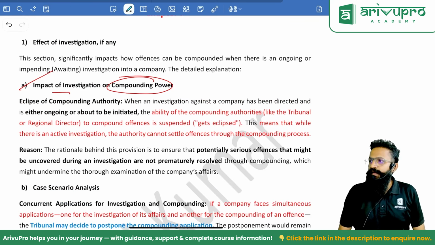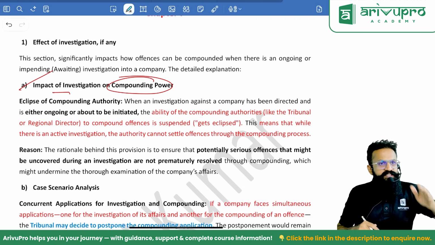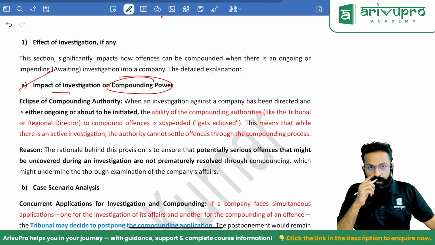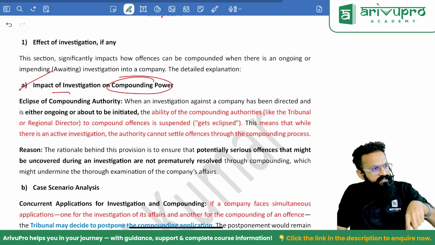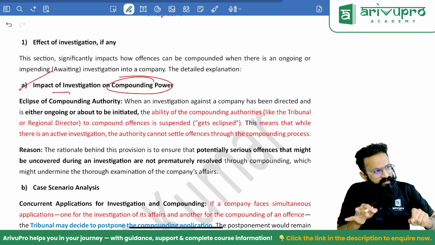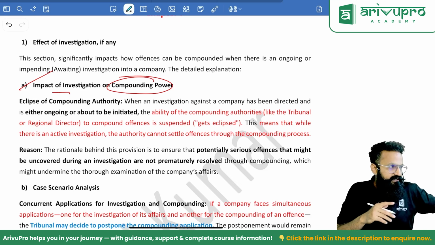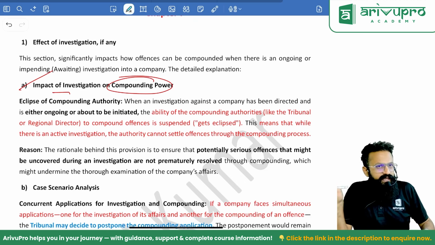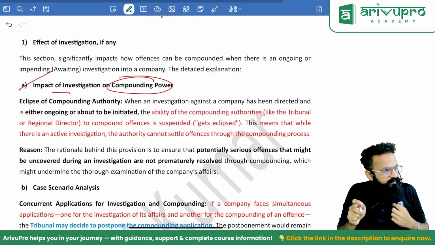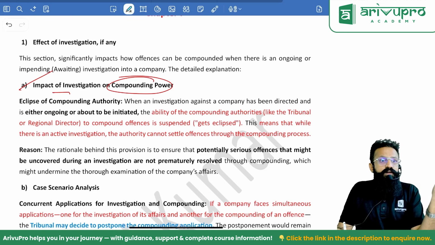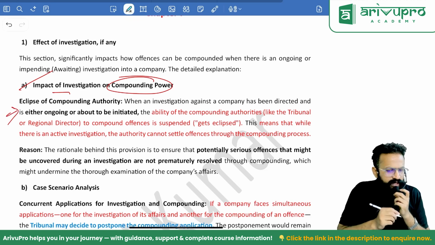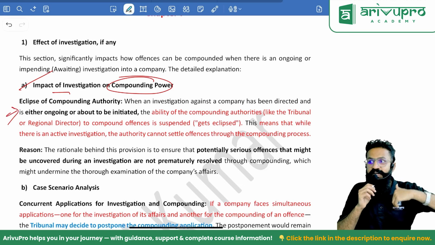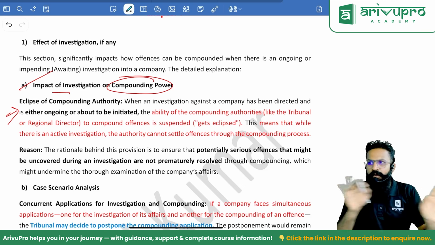Agreed? Now, the question is, let us imagine the investigation has already begun. Now, a compounding application has been filed after the investigation has started. Can we compound it? Investigation is already started, and now the company has filed an application for compounding. Is it possible to compound? No. That is what they have given. The power of RD or NCLT to compound is eclipsed, meaning it is taken away. That is interpretation number one: when an investigation has already started, there cannot be a power of compounding.